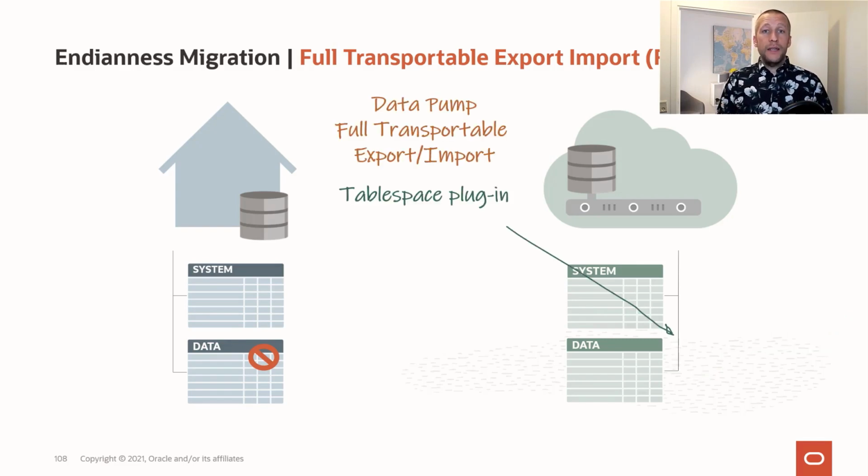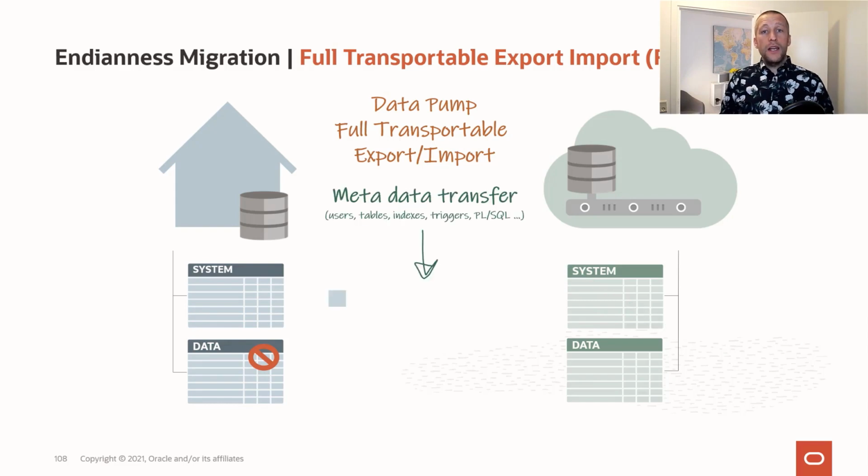After that, I can start Data Pump and use full transportable export-import to plug in my tablespaces into the database. And after that, I can import all the metadata from the source database into the target database. When I say all the metadata, bear in mind that I already have all the table data. I already have all the index structures stored in my tablespace. So what I need to import is users, grants, triggers, PL/SQL, and so forth, which is much quicker than doing a full import. So normally this doesn't take that long.